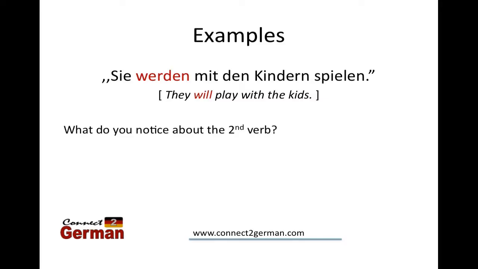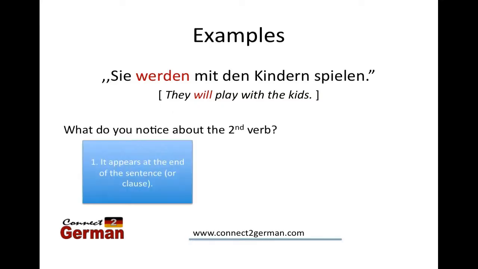Now, what do we notice about the second verb in this sentence? It's spielen. What do we notice about it? It appears at the end of the sentence, or if you have multiple clauses within a sentence, it would appear at the end of the clause. And this is a little bit different than English because you notice that the helping verb will and the action verb play are always right next to each other. They will play with the kids. He will go to the post office. He will eat the bread. It's always will plus the action verb.